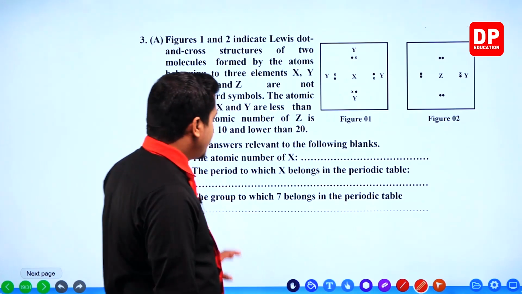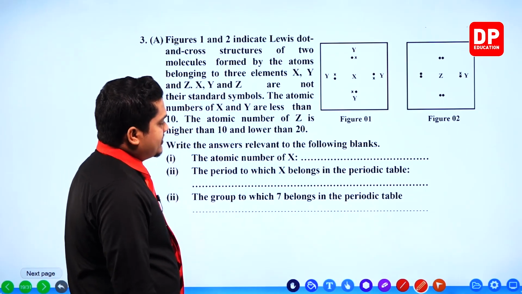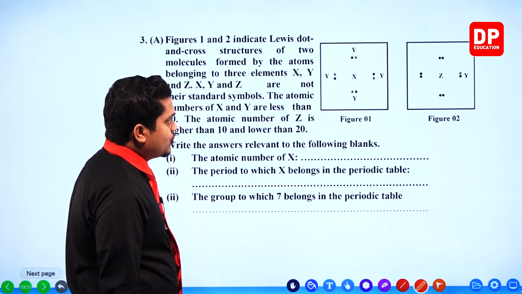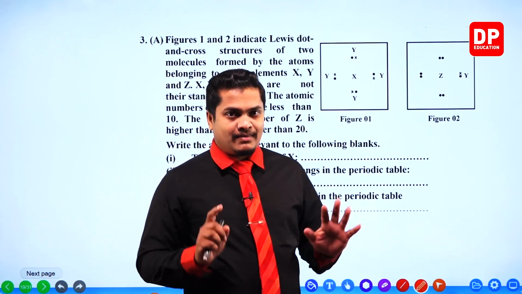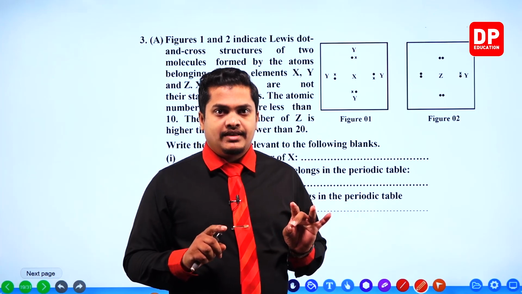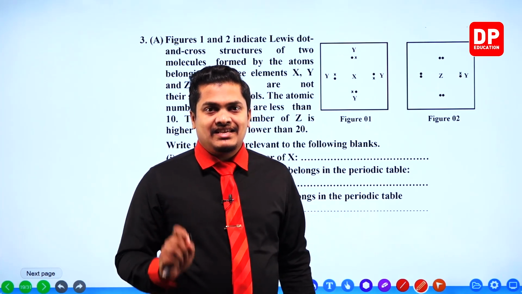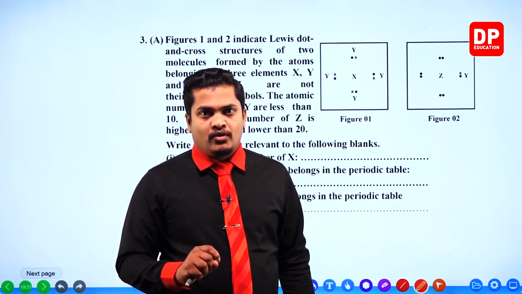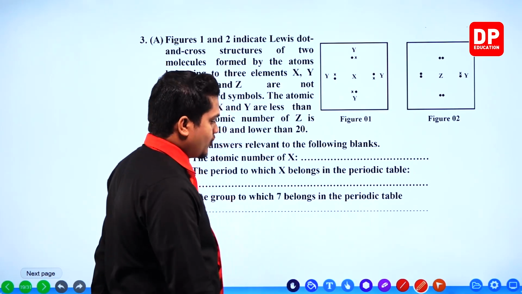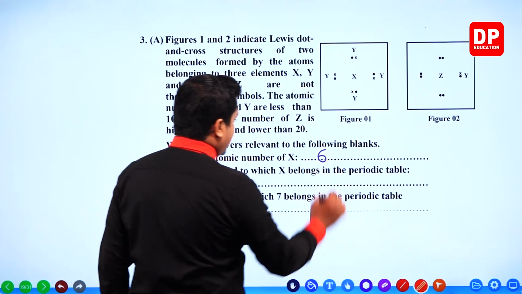However, it is the atomic number of X that is being asked. Carbon is in the 6th place: hydrogen, helium, lithium, beryllium, boron, carbon. So if it is in the 6th place, the atomic number of carbon is 6. So 6 is the atomic number.